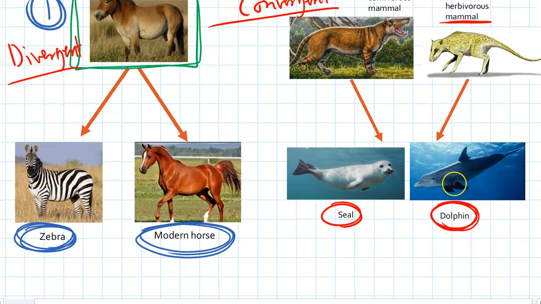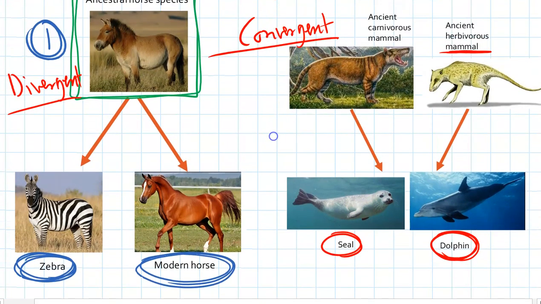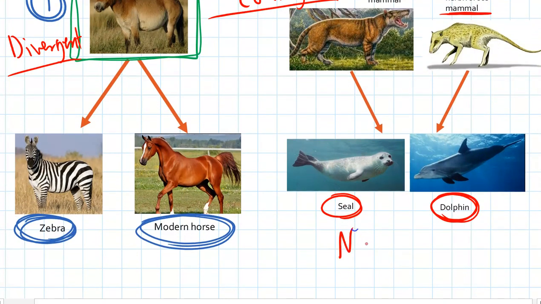They've both got that cylindrical body shape. They've got fins instead of arms and legs. And they're a light grey colour as well to help them blend in with the ocean colour. So these two species that weren't related originally, they've converged to look a lot more similar. But it doesn't mean they're closely related.